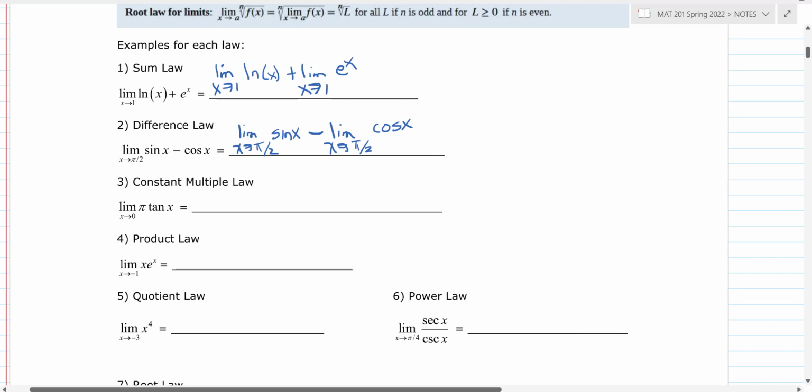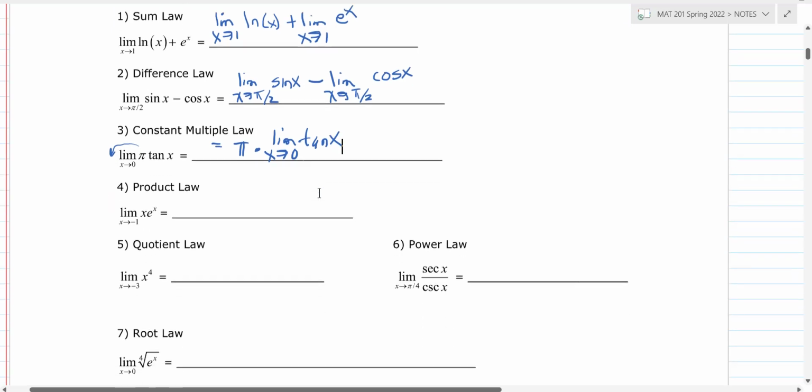All right, the constant multiple law. We have a constant, pi, so that can be brought out. If you have a constant times a function, then the constant can be brought out. Then you can multiply that by the limit as x goes to 0 of tangent x. That's how you break that up.